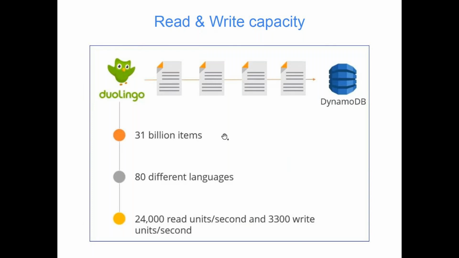There are 31 billion items. As you know, items are nothing but rows, right? There are 31 billion rows in your DynamoDB table and 80 different languages. And you see the capacity: 24,000 read units per second and 3,300 write units per second. It will definitely be chargeable to you, but the point is DynamoDB is a very powerful and highly scalable service which can provide you a huge number of read and write capacity on demand as and when you require.